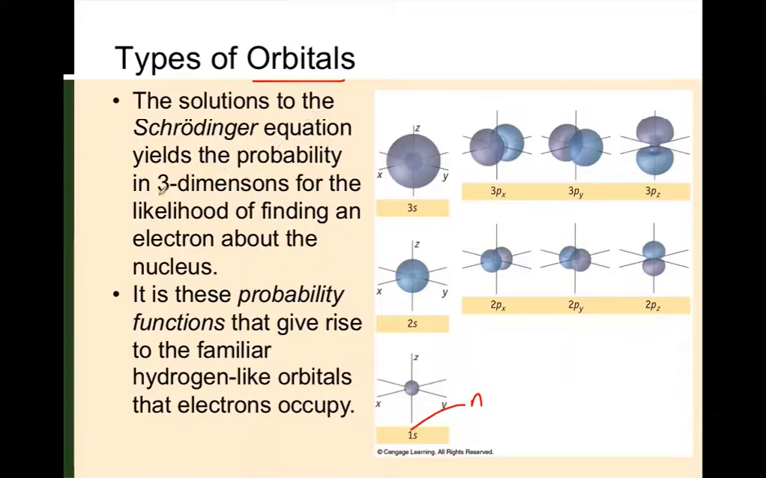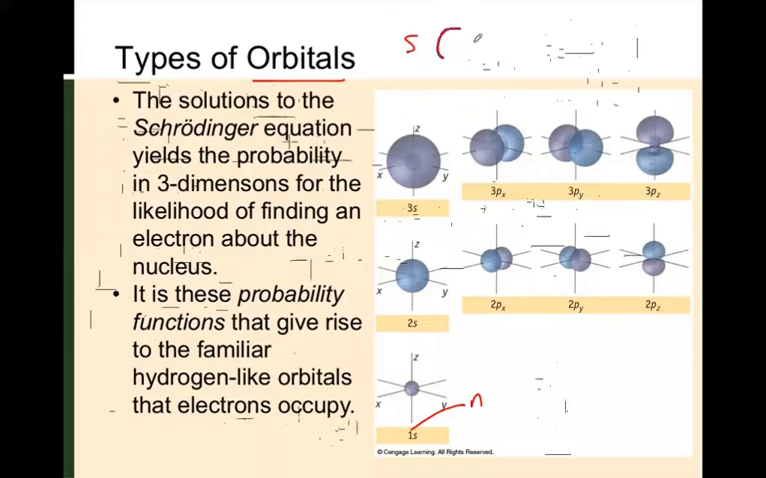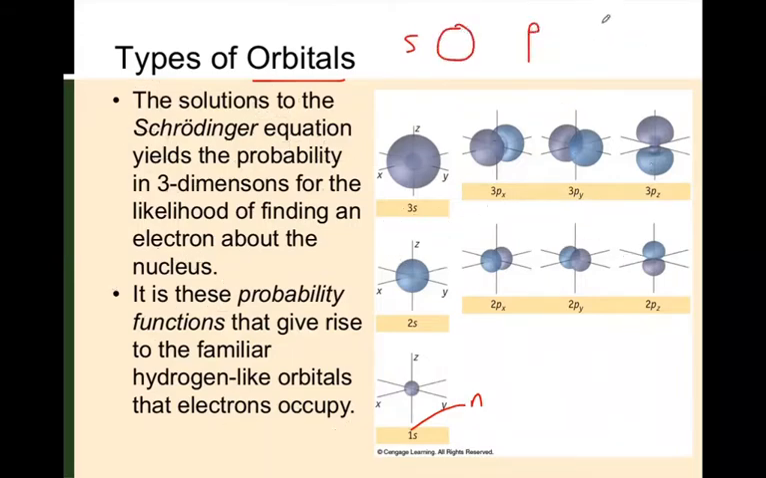So the solutions to the Schrodinger equation yield the probability in 3 dimensions for the likelihood of finding an electron about the nucleus. Depending on the equation for which orbital it is referring to, we have different spatial orientations or spatial probabilities of finding an electron. It is these probability functions that give rise to the familiar hydrogen-like orbitals that electrons occupy. So usually whenever we draw out s orbitals, we have spheres, and p orbitals, we have dumbbells or bow ties or whatever you want to call them.